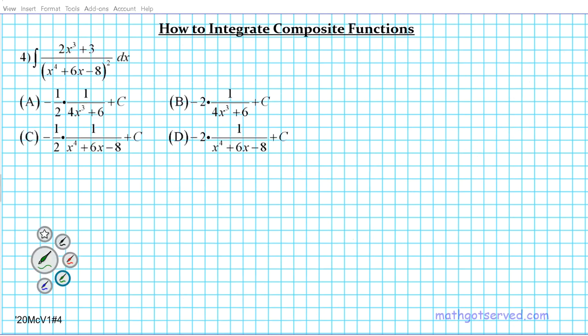Alrighty, let's take a look at question number 4. Question number 4, we're going to be assessed on how to integrate composite functions. Question 4 reads: the integral of 2x to the third plus 3 over the quantity x to the fourth plus 6x minus 8 squared with respect to x. To get us started, let's go ahead and write down the formula for our problem solving process.